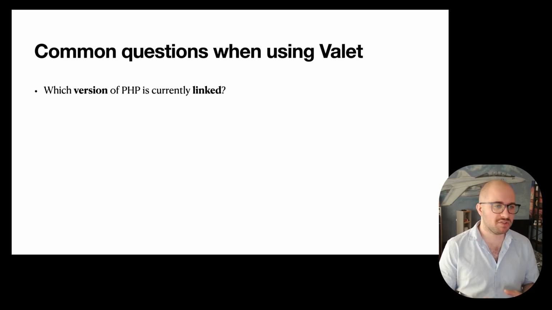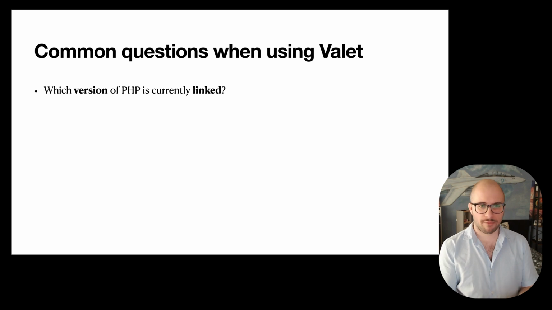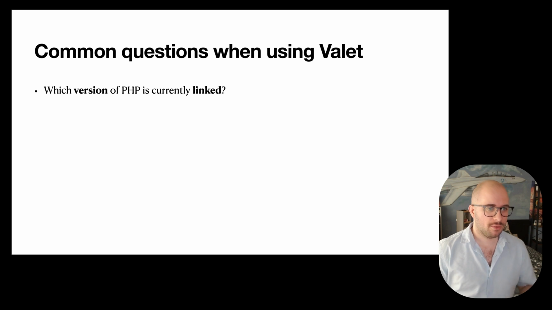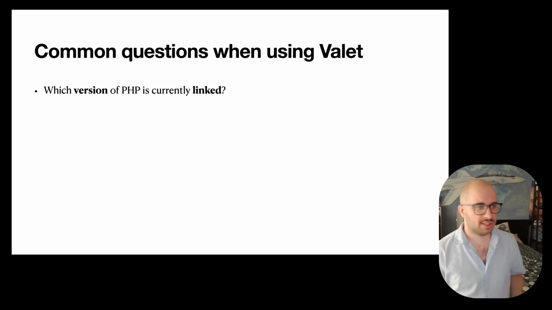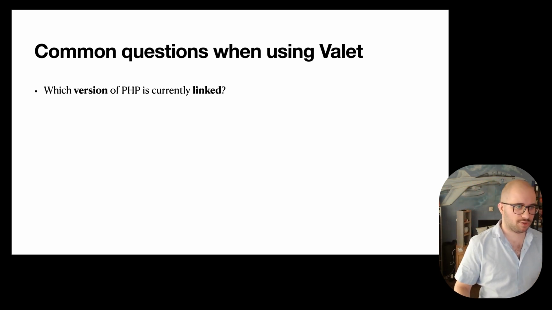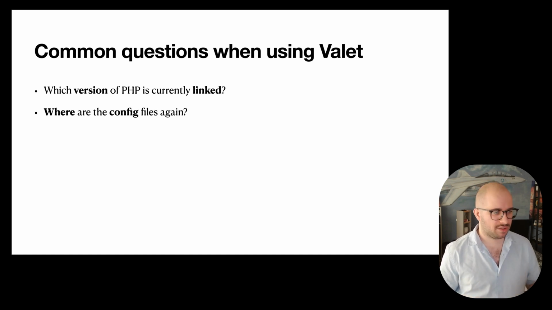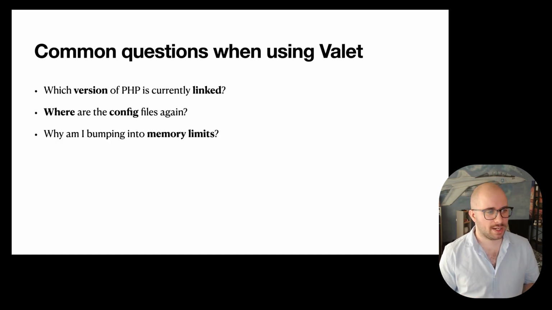Especially in a multi-PHP version world where you have maybe 1, 2, 3, 4 versions linked, or maybe even all of them, right? You're probably going to the terminal and asking yourself, okay, so php -v, right, to find out what the version is of the currently linked version of PHP in Homebrew. Where can I find those config files again is another question I'd ask myself frequently, right?